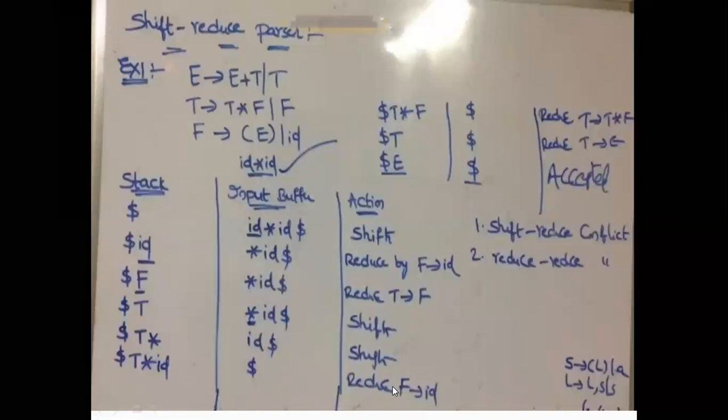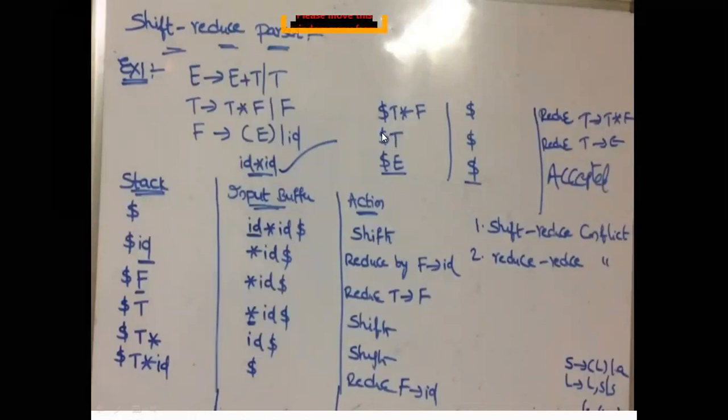So here, reduce by F to id. Here we reduced id to F. Then we have T star F. Is there any production in the right hand side which has T star F? Yes, we have T star F in the right hand side. Then we replace it with the left side non-terminal, which is capital T. So we are performing a reduce operation. Reduce by T to T star F.